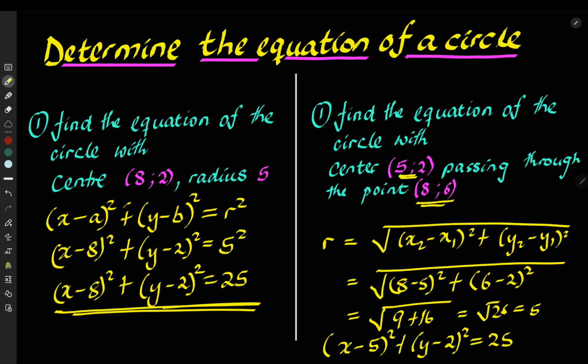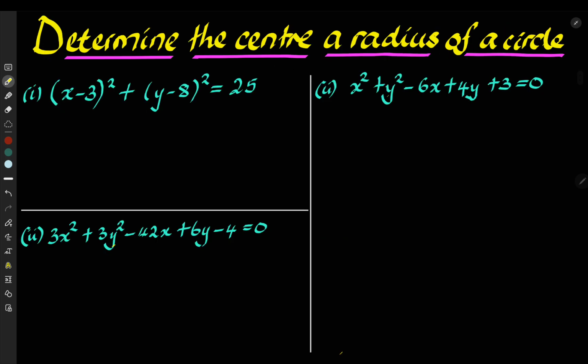Moving on to the next examples. Now, in these examples, we are given the equations of the circles, and we are asked to determine the radius. So this is a vice versa of what we've been doing in the previous section.